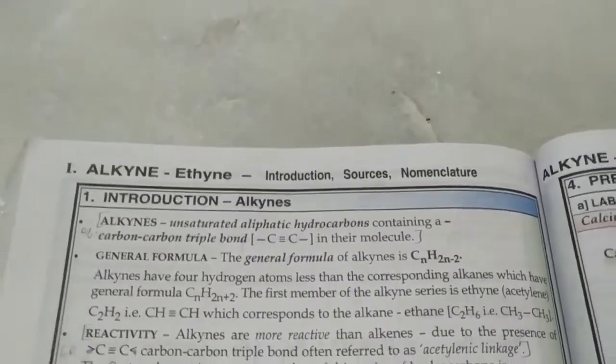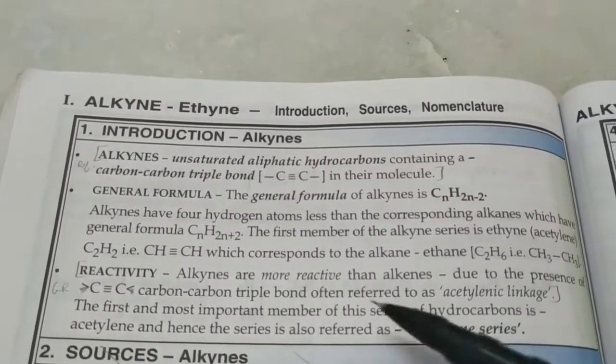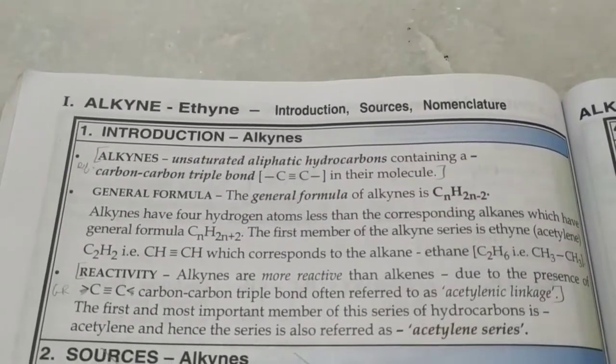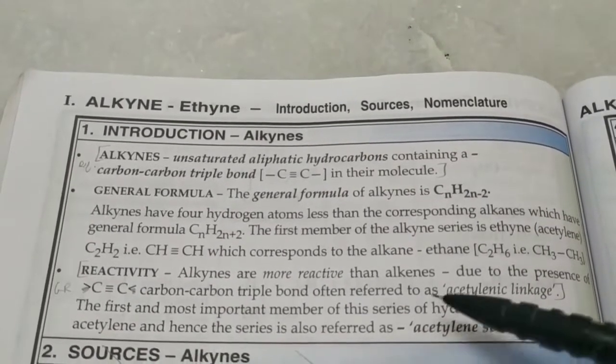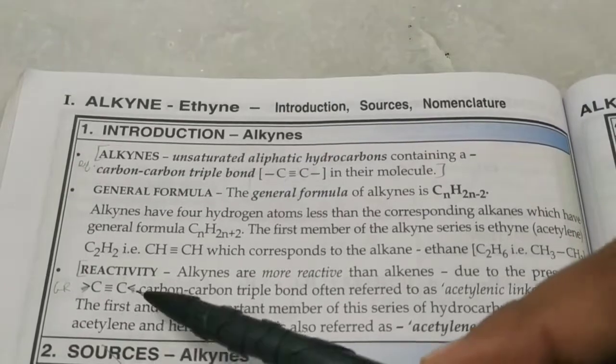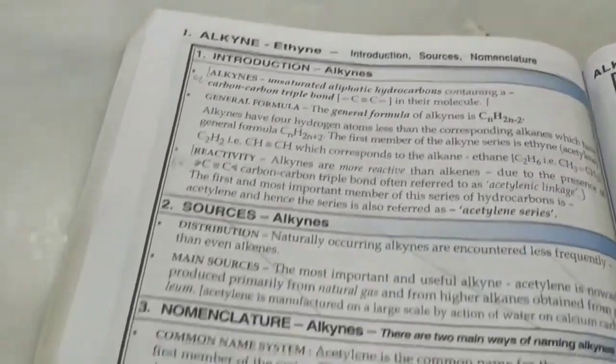Finally, alkynes. It is also unsaturated. It has a triple bond. Because of the availability of these electrons, it is quite reactive. This triple bond is called acetylenic linkage. Remember, each carbon atom should have only 4 bonds, 4 hyphens. And the series is called the acetylene series.